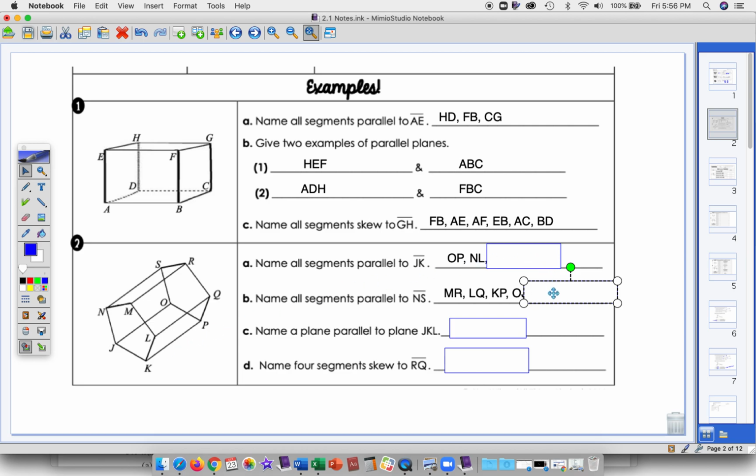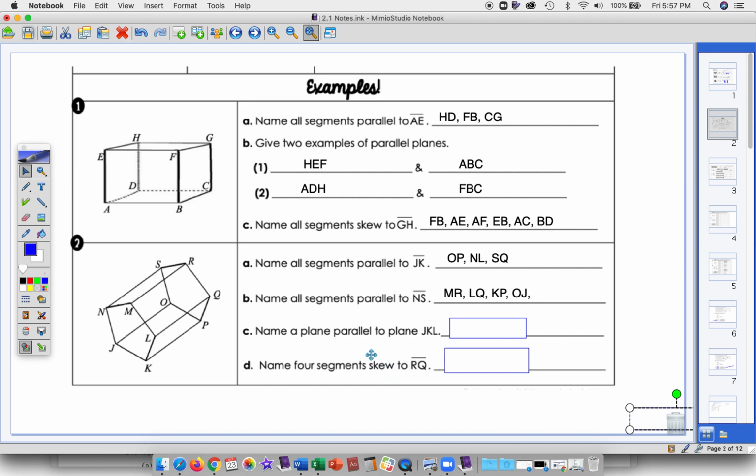Oh, I'm sorry, I moved the wrong one. Okay, so where was I? OP, NL, NSQ. Okay, now all segments parallel to NS. So here we have a lot of choices. We've got MR, LQ, KP, and OJ.